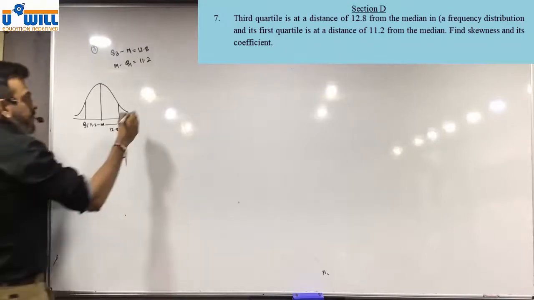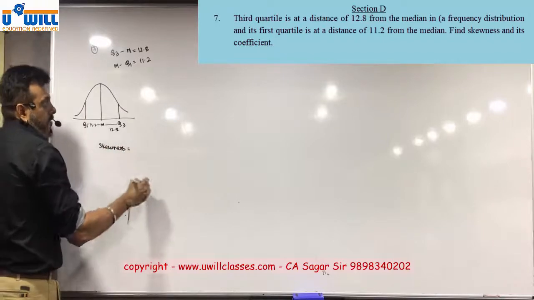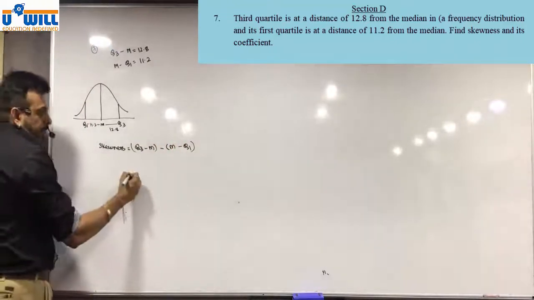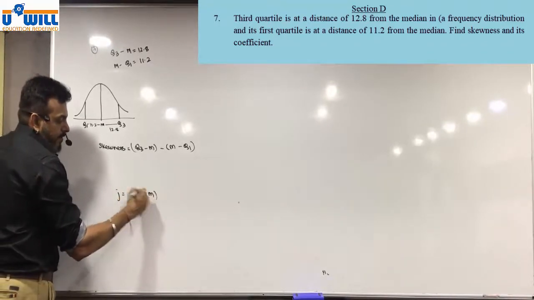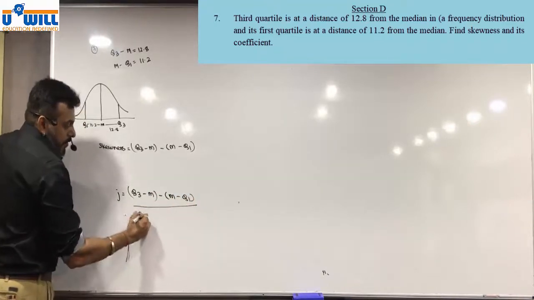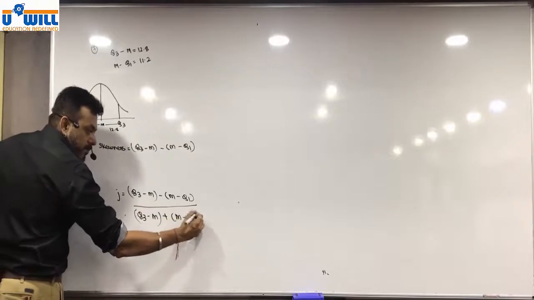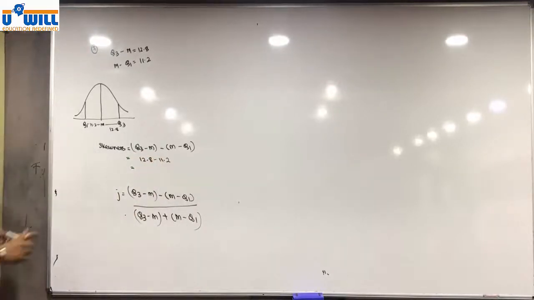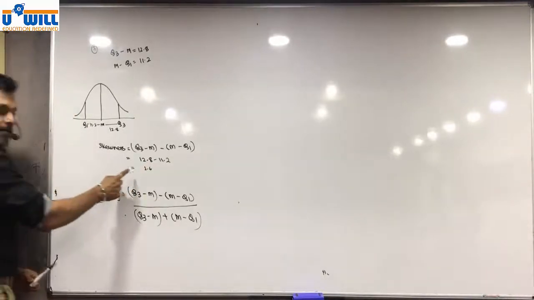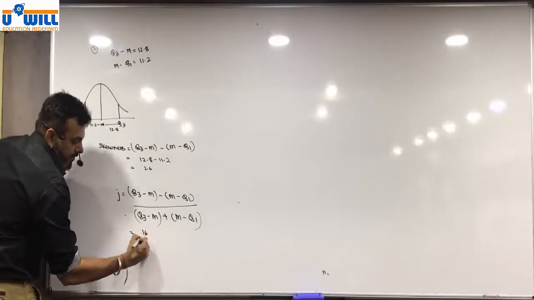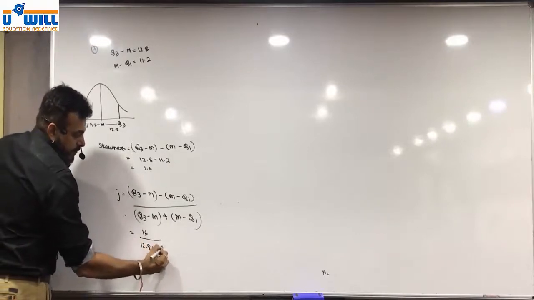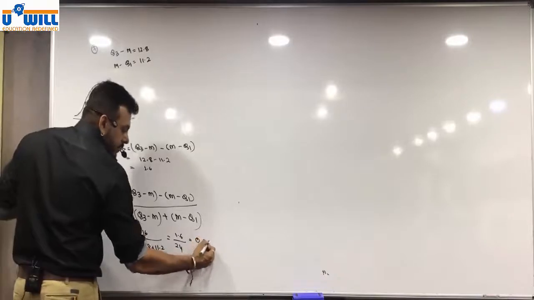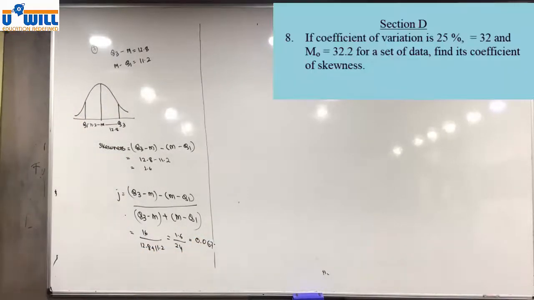Now, the formula. Skewness is equal to Pauli's method, Q3 minus M minus M minus Q1, and coefficient J is equal to Q3 minus M minus M minus Q1 upon Q3 minus M plus M minus Q1. Can we solve this? Very simple now. 12.8 minus 11.2 is 1.6. Over here directly we have the numerator 1.6 upon 12.8 plus 11.2, which is equal to 1.6 upon 24, which is equal to 0.067.